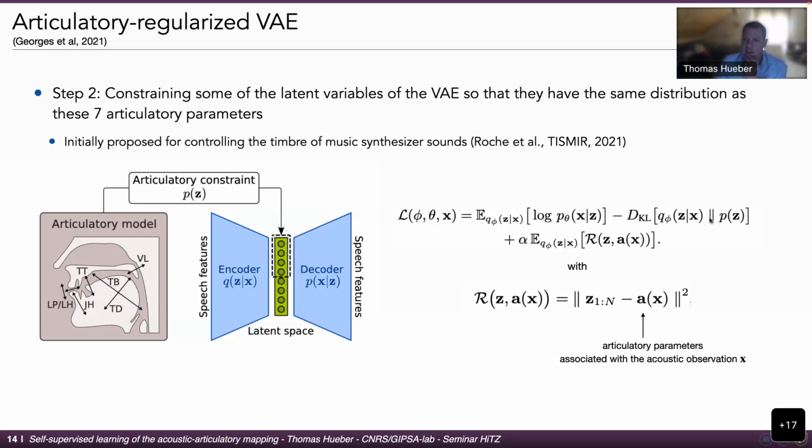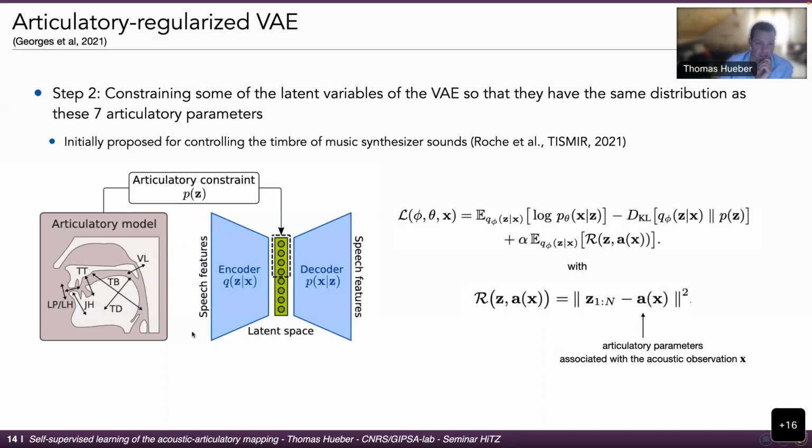The second one is the Kullback-Leibler divergence, which measures the distance between the output of the encoder and the prior that we can put on the latent space. These two terms are the typical terms used in a conventional VAE. And we add a third term. The goal is, for each of the latent variables, we train the model so that they approximate the value of each articulatory parameter associated with an acoustic observation.